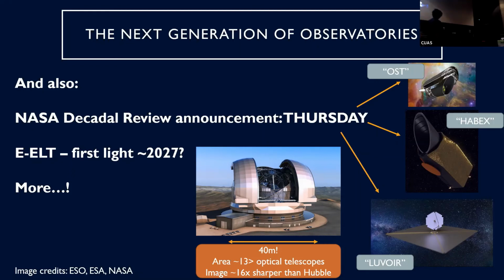We're not very thoughtful with our names sometimes. This LUVOIR literally means Large Ultraviolet Optical Infrared Telescope. These things could be selected, and they could be going into the sky in 10 years' time.